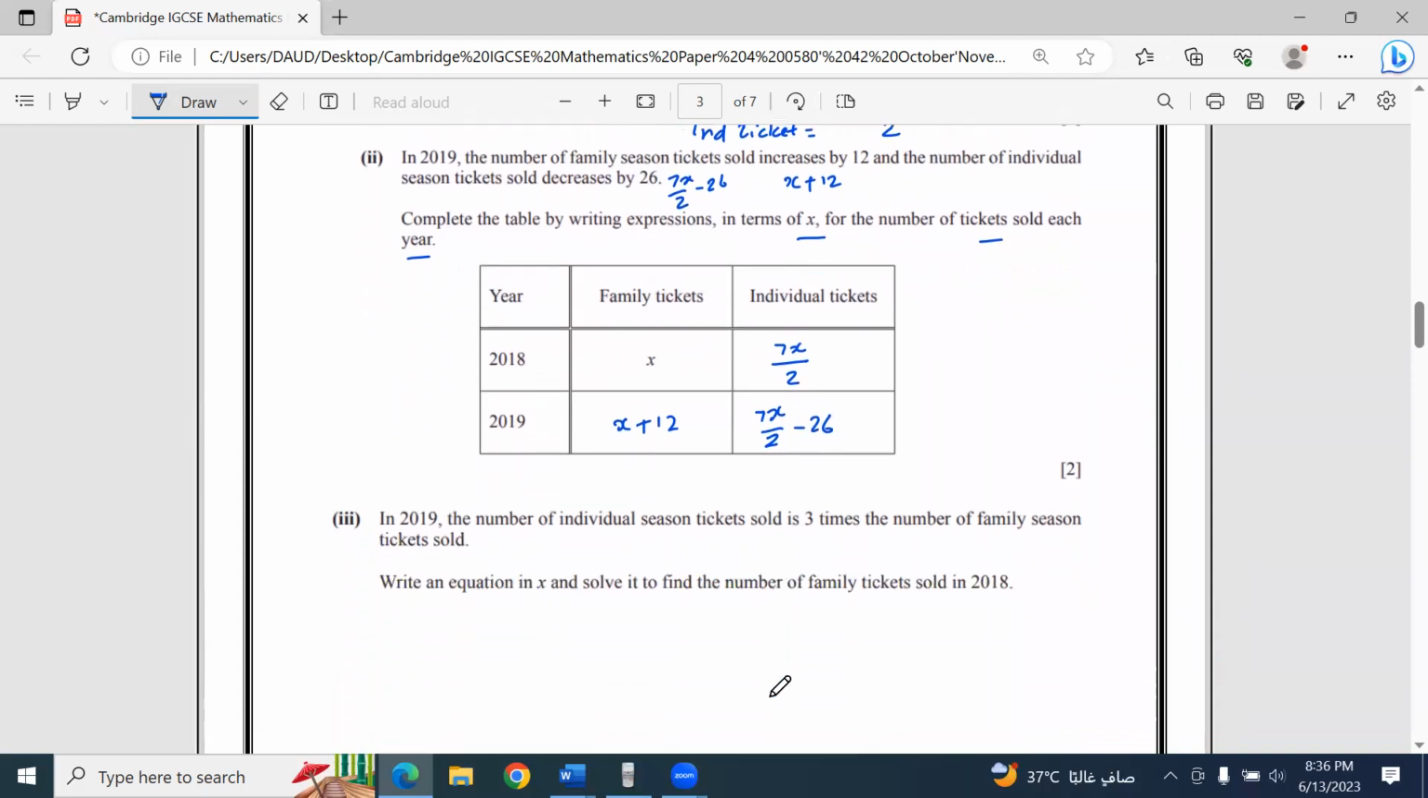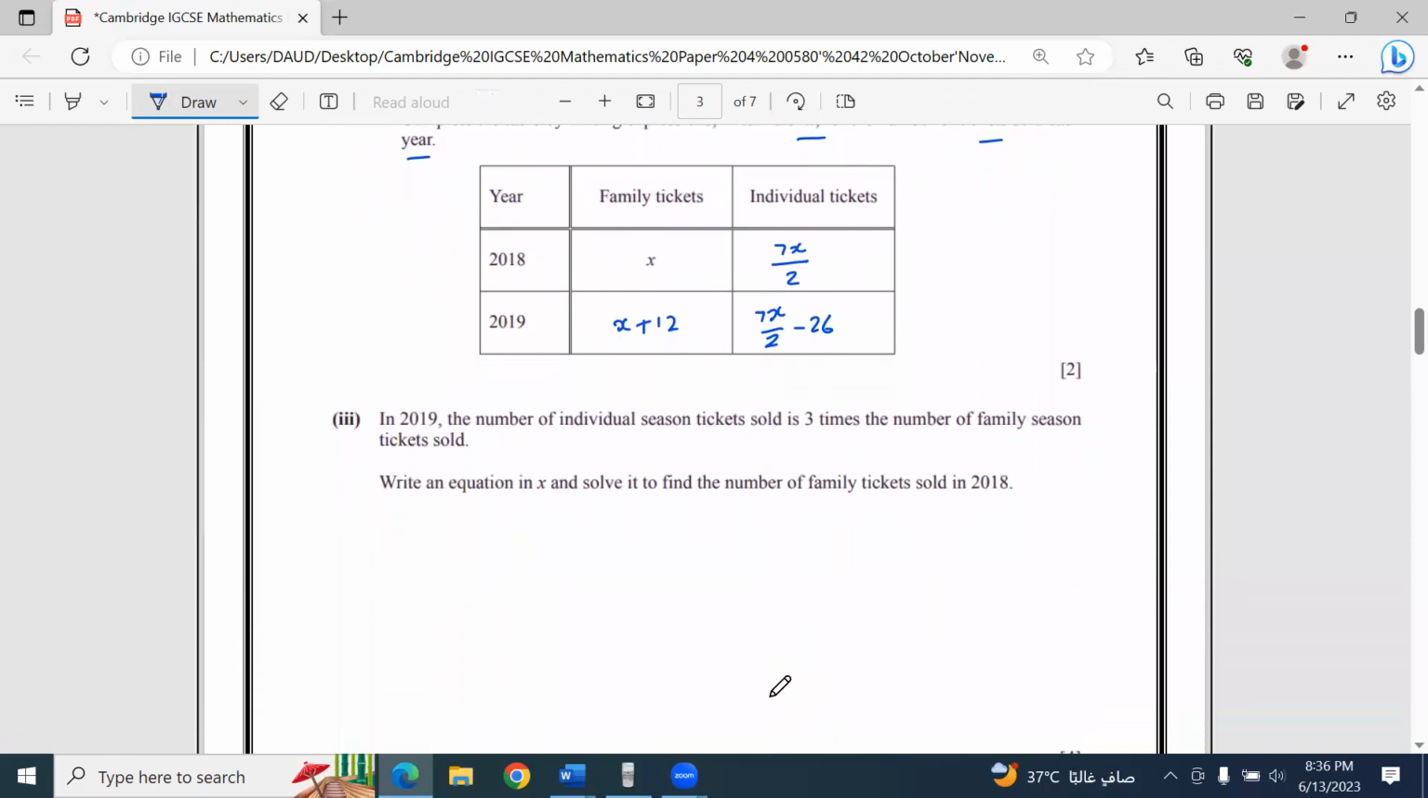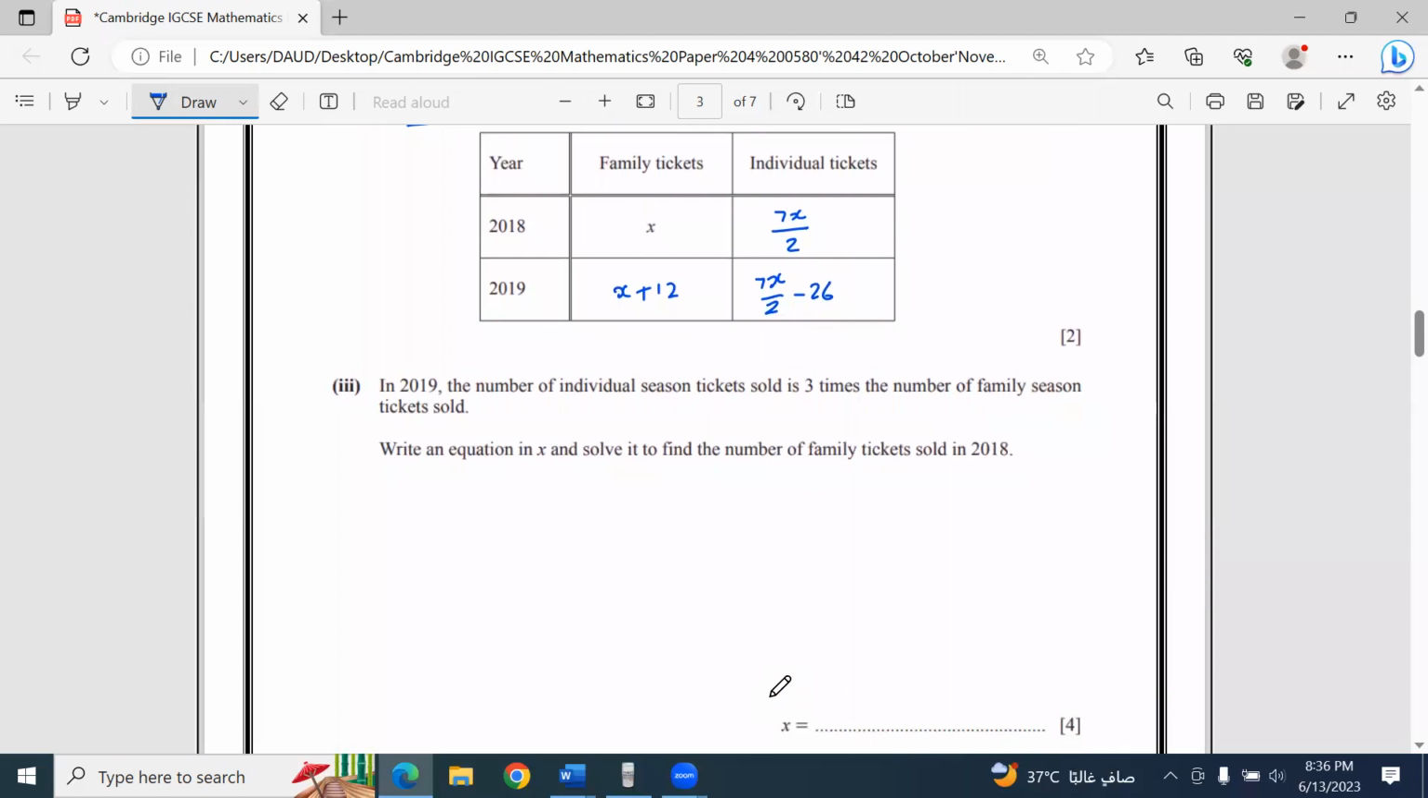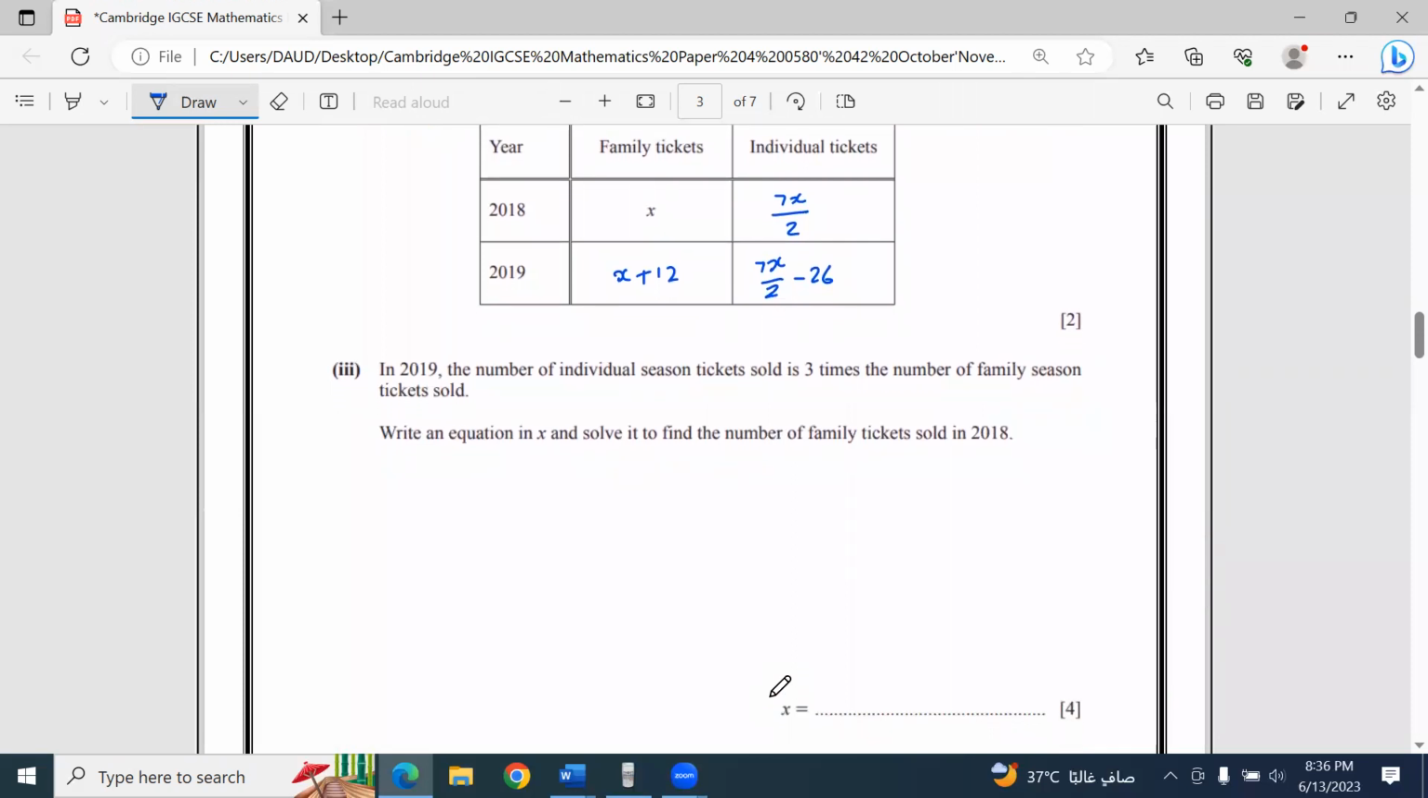Next, the same what? In 2019, the number of individual season tickets sold is 3 times the number of family season tickets. Means we can make the equation. They also say write an equation in x to solve and find the number of family tickets, means x equals what. So we will use the answer in 2019. Number of individual season tickets sold is 3 times the number of family tickets. Means 7x over 2 minus 26 is equal to 3 times the family tickets.